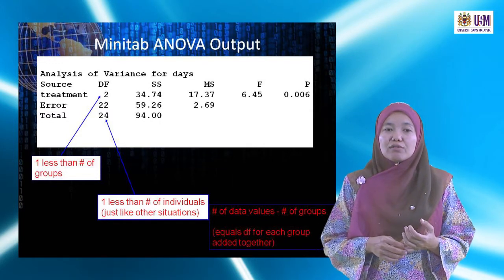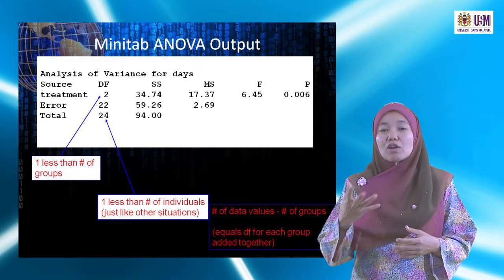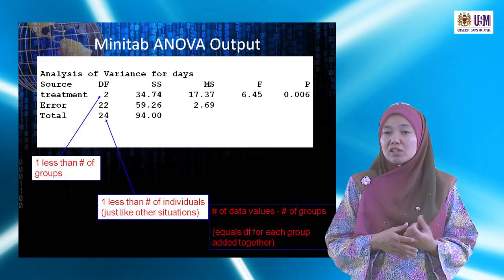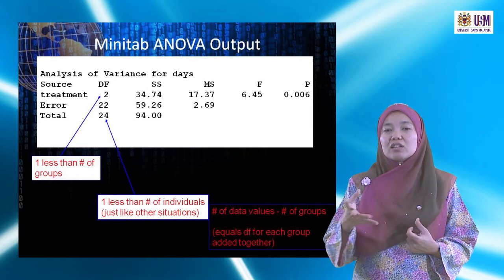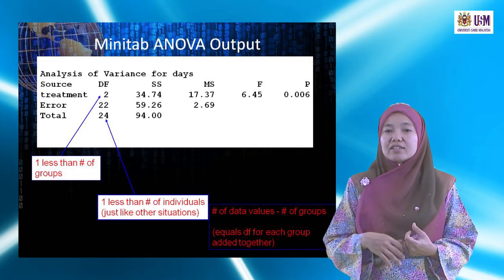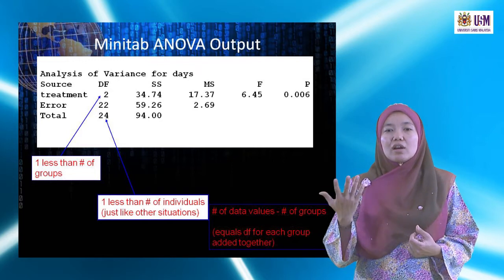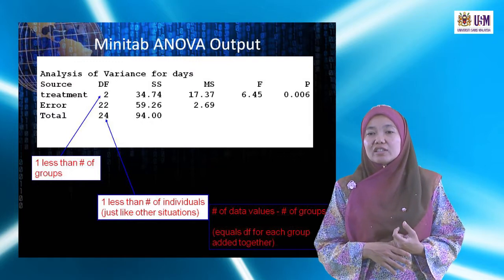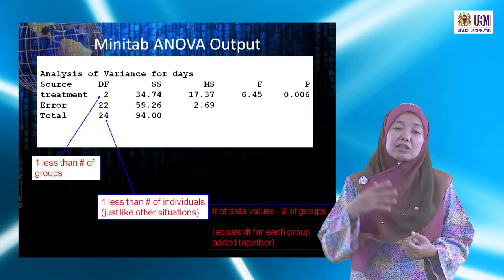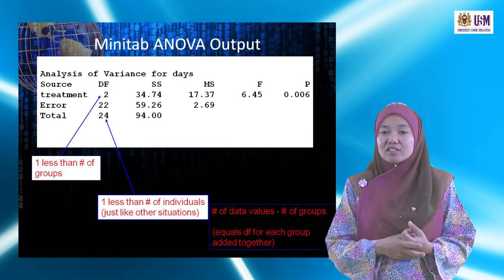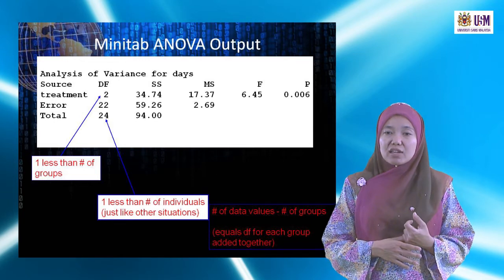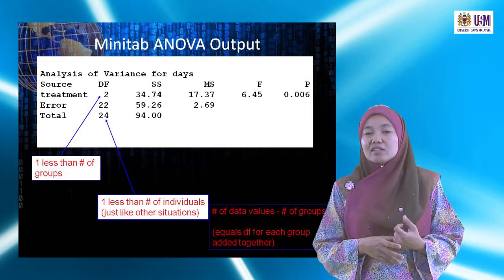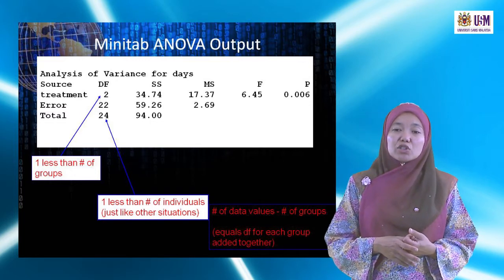The sum of squares for treatments is 34.74, the sum of squares for error is 59.26, and you add up both, you get the sum of squares for the total, which is 94. For the mean square for treatments, you take 34.74, divide by 2, you get 17.37. For the mean square for error, you take 59.26, divide by 22, so you get 2.69. For the F ratio, you simply take 17.37 and divide by 2.69, that will give you 6.45. The computer also produced the p-value of 0.006, so basically it's significant, you can reject your H-naught.